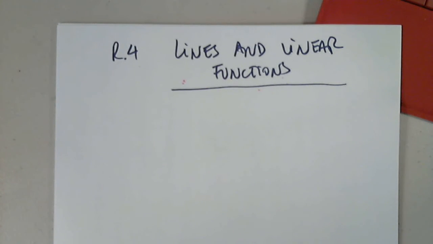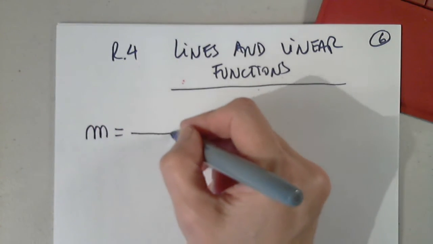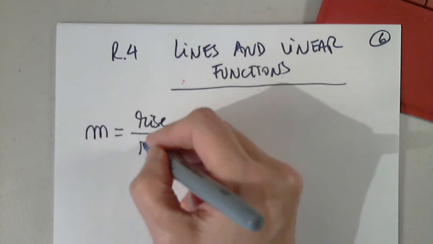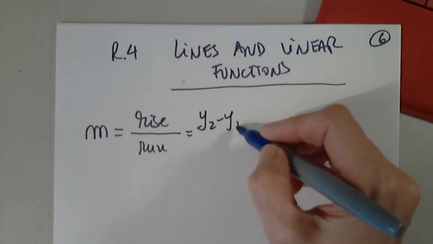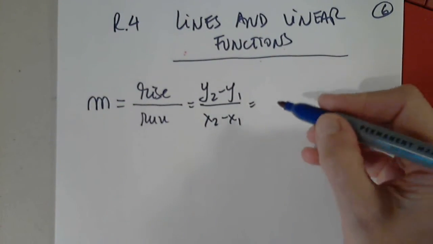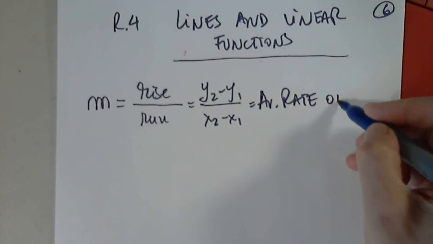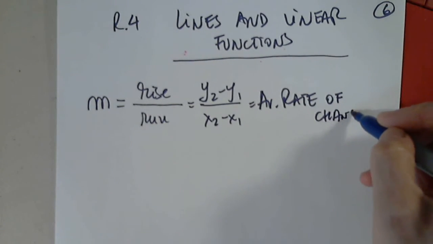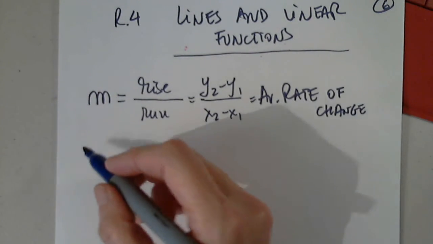I'm on page 6. So let's refresh our memory on, first of all, the definition of the slope, which is rise over run, which means the difference in y values, y2 minus y1 over x2 minus x1, which is the same as what we discussed even today, the average rate of change between 2 points. So this is the slope.